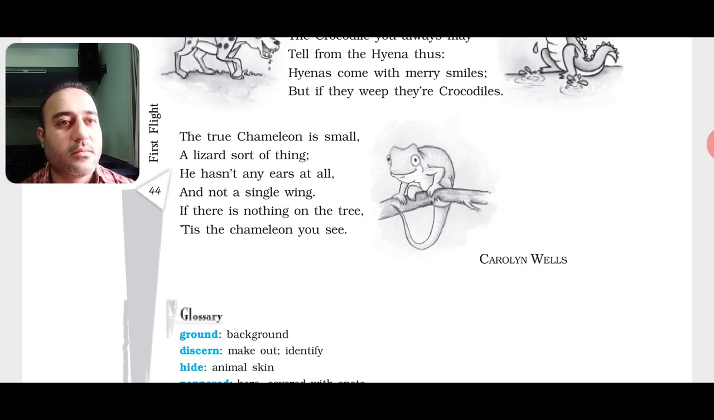And so the poet says that if you don't find anything on the tree, you must understand that it is a chameleon. Why is she saying that? She is trying to say that it might have changed its color to the color of the tree or whatever it is sitting on. So through this she is trying to make humor: if we don't find anything, then we should assume that it is a chameleon. Okay, so this is what the poem is.